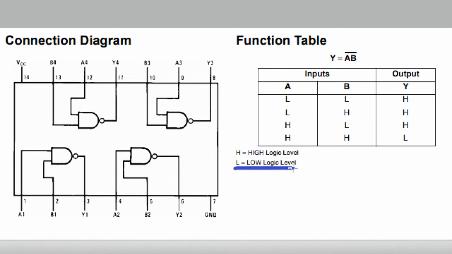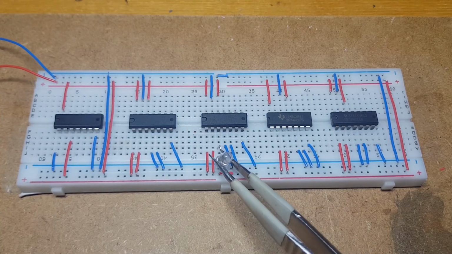74LS00, a quad NAND gate. What's the difference between LS and HC, you might ask? In short, the difference is in the manufacturing technology. The LS is an older version. So again, A's and B's are inputs as can be seen, and Y's are outputs. This is an inverted AND gate, so outputs are inverted.